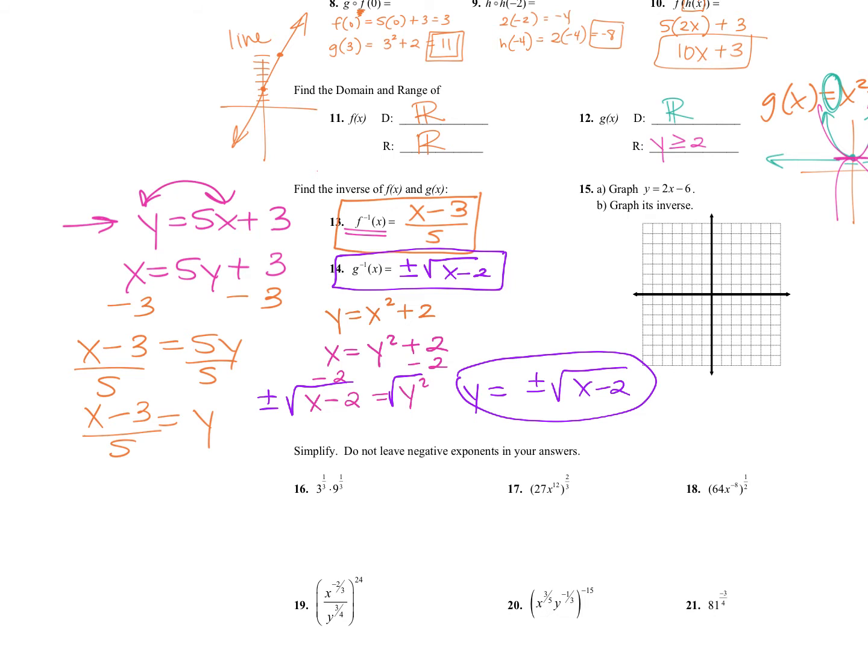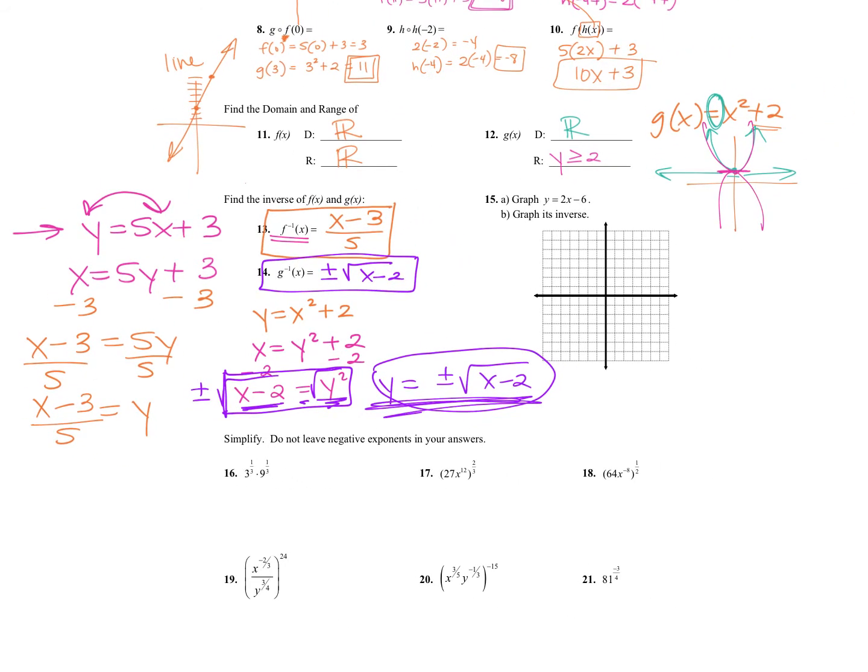Say that again. I square rooted, right? Because right now, if you look right here, it was y squared plus 2. We took away the 2. So it's y squared equals x minus 2. But we don't want y squared. We want y. So to solve for y, if you have something squared, you square root it to undo that. So we square root both sides, and we get this. Okay?